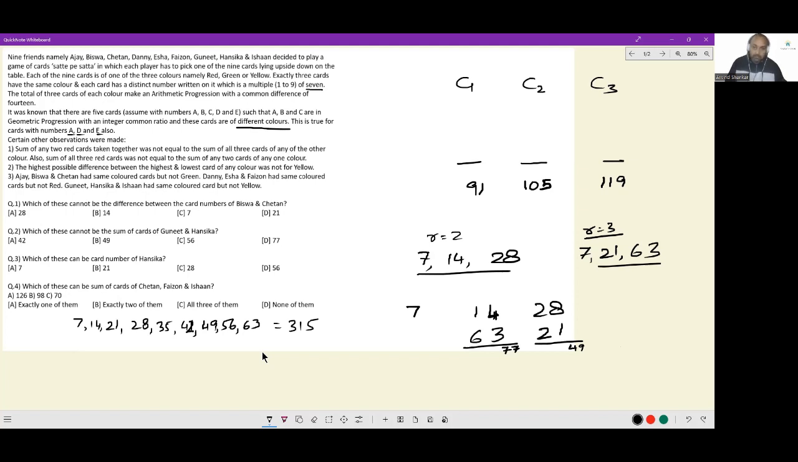77 to 105 will need 28 more. Can't use that. It is already used up in the other group. 77 to 119 will need a 42. And yes, that is available. So I can add it up 42, and this adds up to 119. Okay.